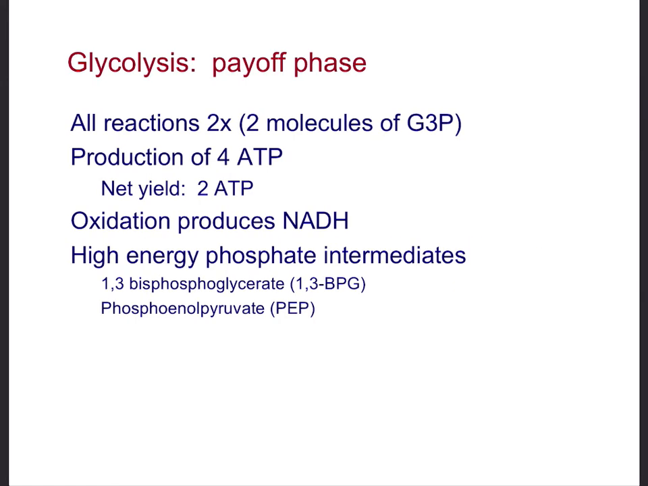Now in the payoff portion of glycolysis, all of the reactions are going to be doubled because we are starting off with 2 molecules of glyceraldehyde 3-phosphate. And what we're going to find is that there's going to be a production of 4 ATP. We use 2 in the first half of glycolysis, therefore our net yield is going to be 2 ATP. Oxidation is going to produce NADH, so we'll get 2 of these. And key elements are the high energy phosphates that we're going to see, specifically 1,3-bisphosphoglycerate and phosphoenol pyruvate.